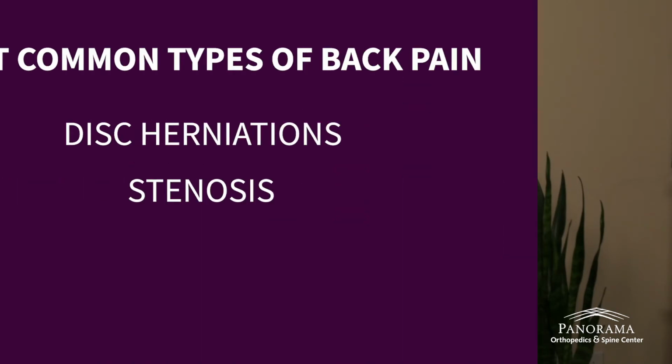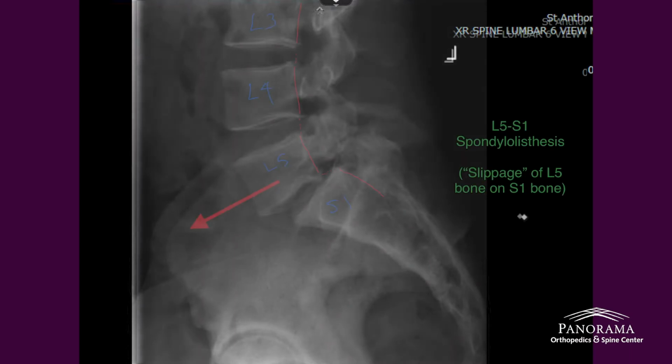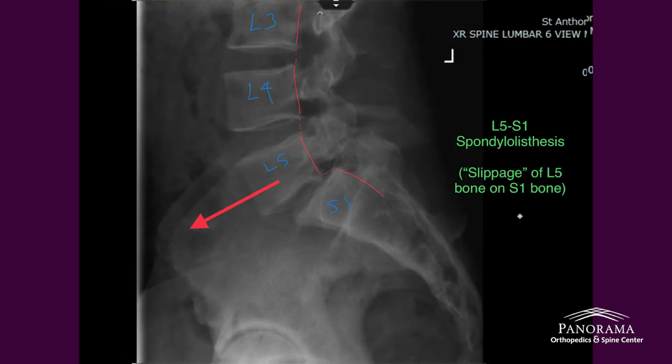The third most common thing that I see in my clinic is what we call a slip, when one bone slips forward relative to the other. The medical term for that is spondylolisthesis. It's a complicated thing to say, but it simply means that the bone above has slipped relative to the bone below. That's a situation where the stability is compromised.